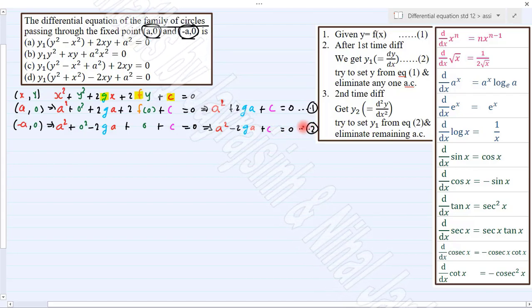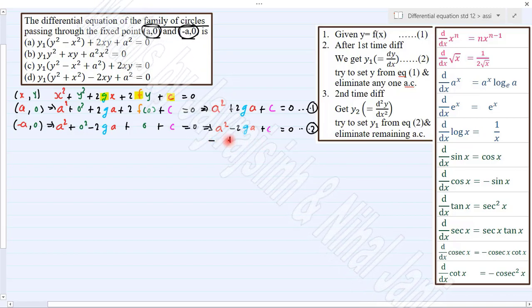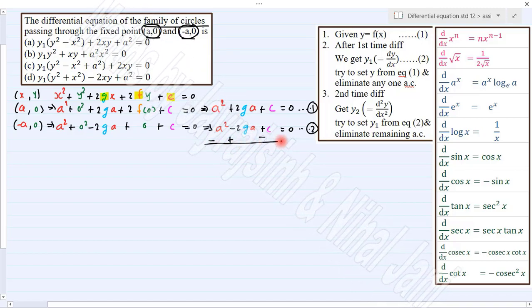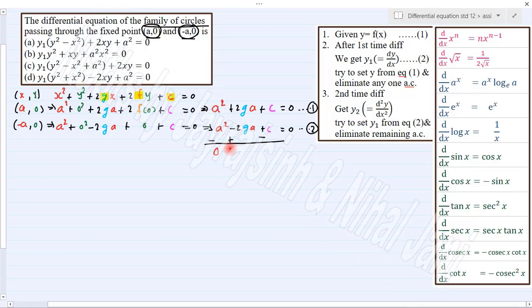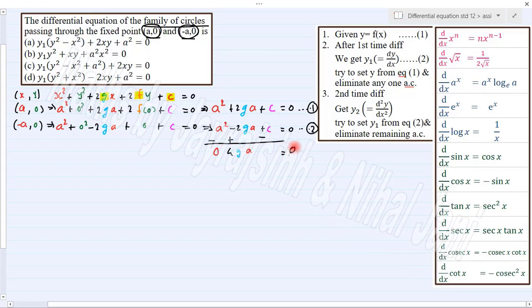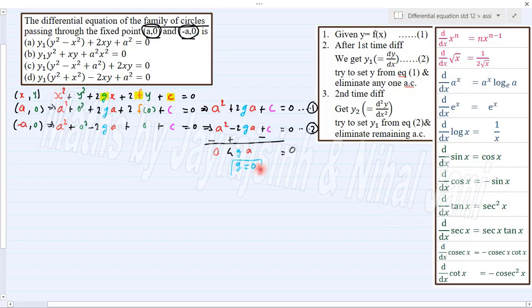Let's say this is your equation number 2. Now, if we try to solve by taking the difference between these two equations, we will get a square minus a square, which gives us 0. 2ga plus 2ga will give us 4ga, and c minus c will become 0. So, here 4 and a are not 0, so we can say your g must be 0.